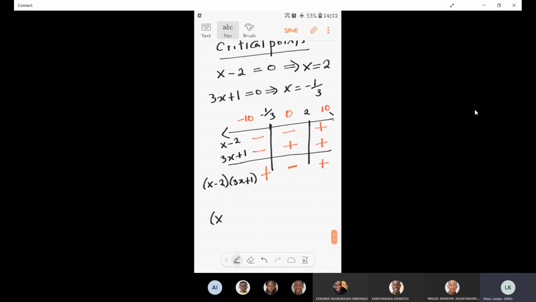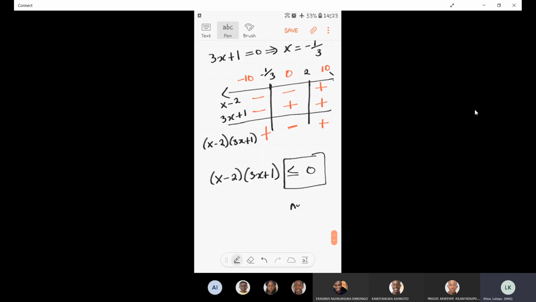Okay, then the original equation now. I had x minus 2, 3x plus 1. This is less than or equal to 0. So I'm not going to pick the one in the middle. That's not what I'm looking for. I'm not picking the first and the third one. That's not what I'm looking for. What I'm looking for, or what I consider, is this over here. Less than or equal to 0. What does less than or equal to 0 mean? Less than or equal to 0 means negative.